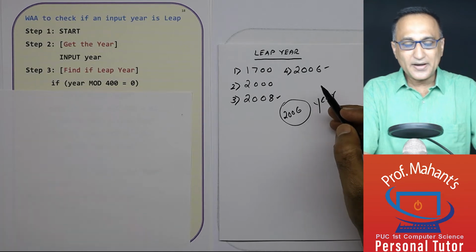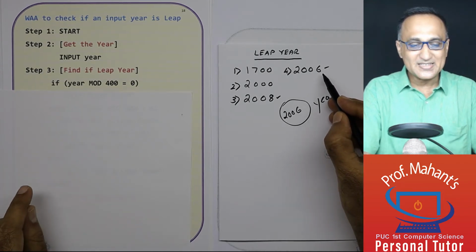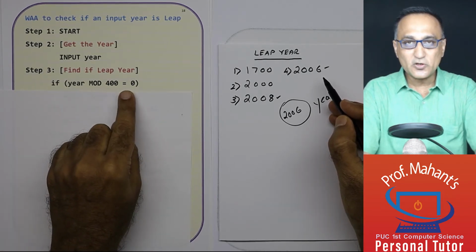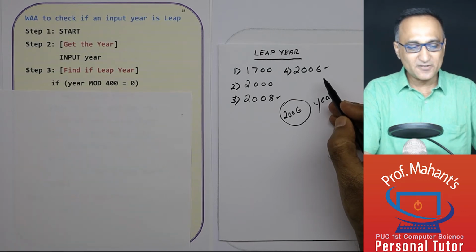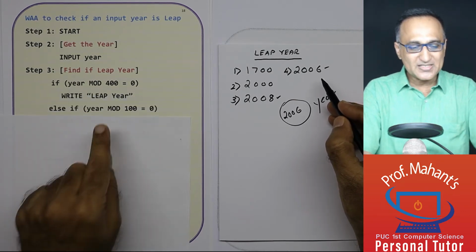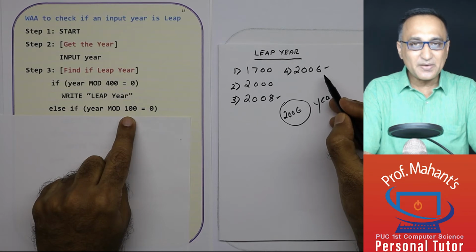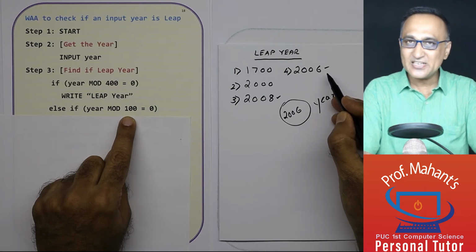2006 divided by 400. What is the remainder? Remainder is 6. So 6 is equal to 0 is false. So this condition fails. 2006 divided by 100. Is the remainder equal to 0? It is false. Okay, 6 is not equal to 0.